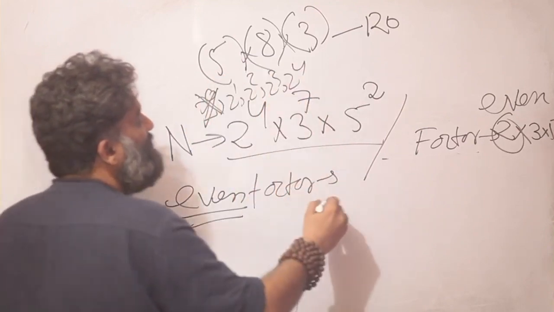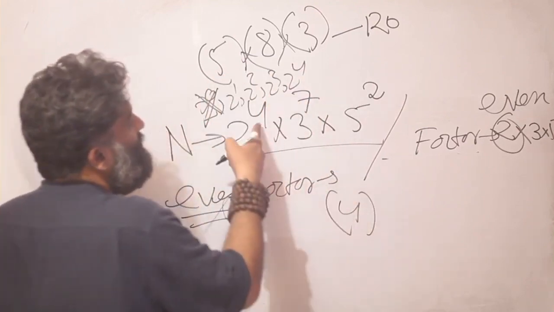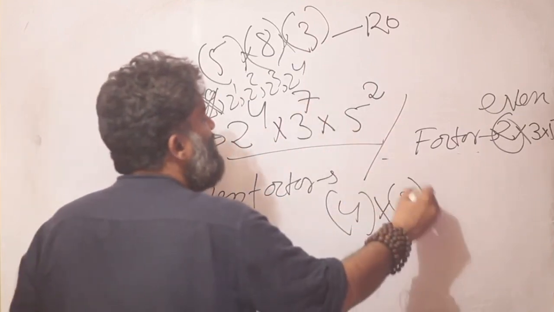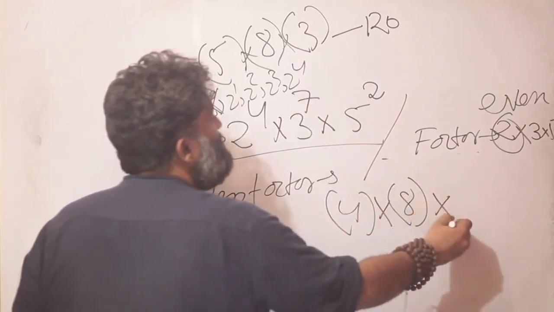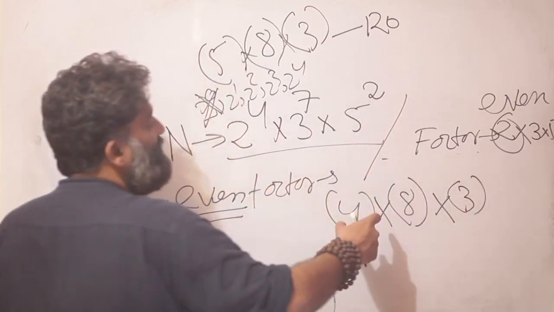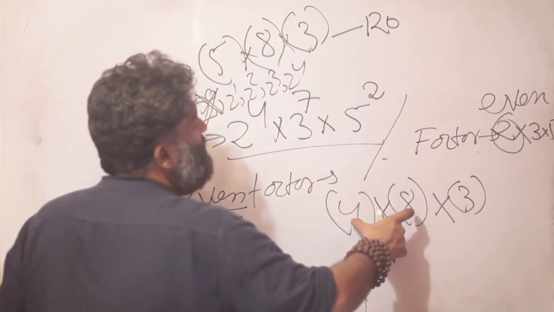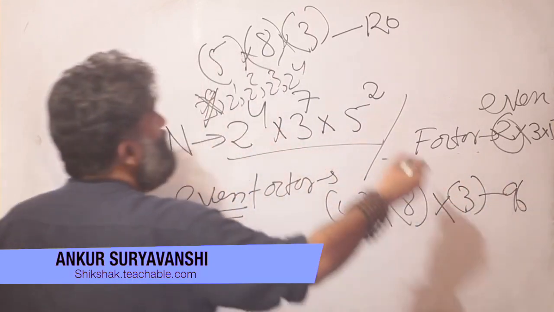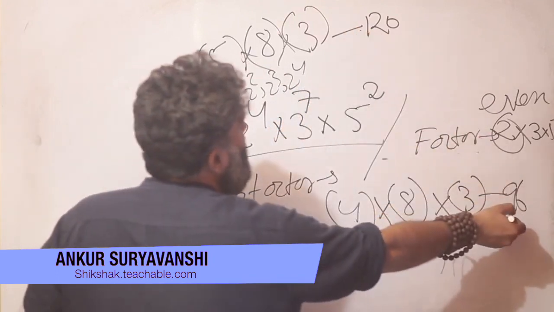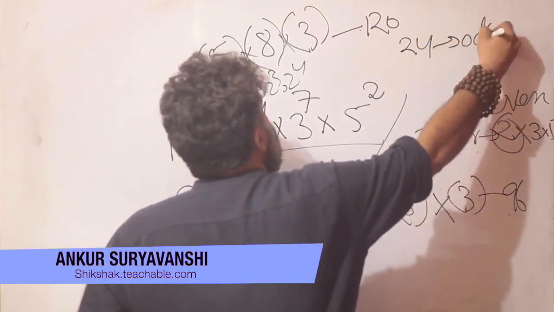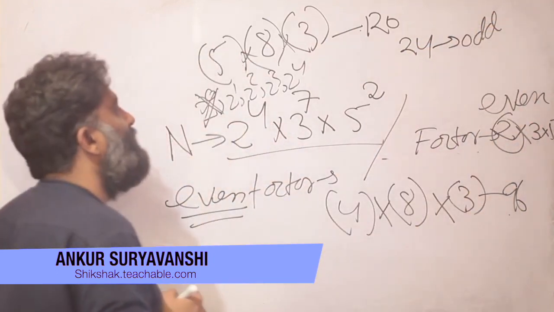So my calculation will change into 4 possibilities for 2. For 3, it doesn't make a difference, that means 8 possibilities. And for 5, how many possibilities doesn't make a difference in even odd configuration. So my answer would be 4 into 8, 32, into 3, 96. So now out of 120 you can subtract 96 and you will get 24 factors, and you know those 24 factors are going to be odd, right?